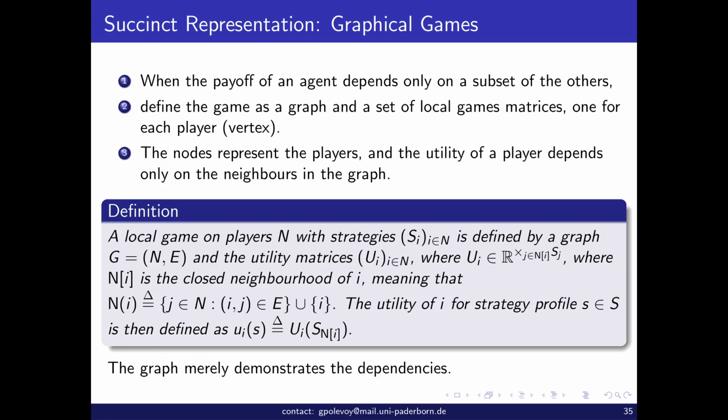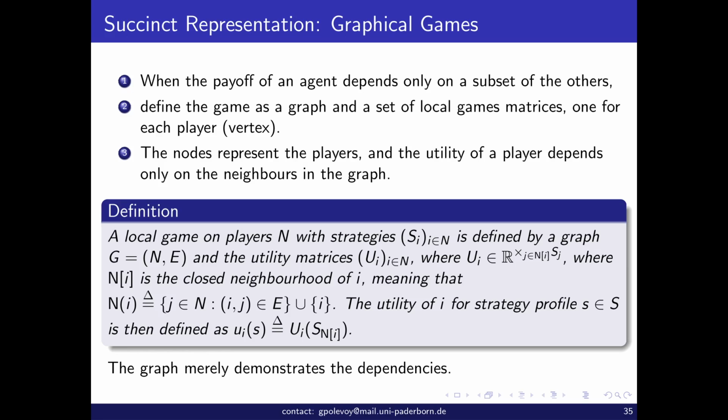One of the most famous succinct representations, and we are going to look at two options here, is the graphical game. It's when the payoff of an agent may depend only on a small subset of other agents. Theoretically, this subset can be all the agents, so it's a subcase of the general case, but it makes sense to talk about this only when you have a small subset on which the payoff depends. So I have some bubble in the society.